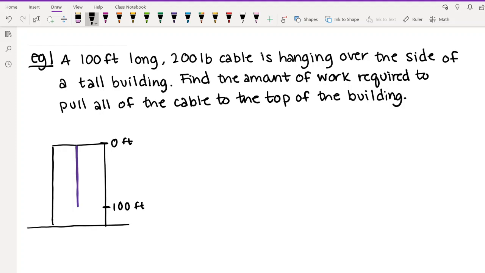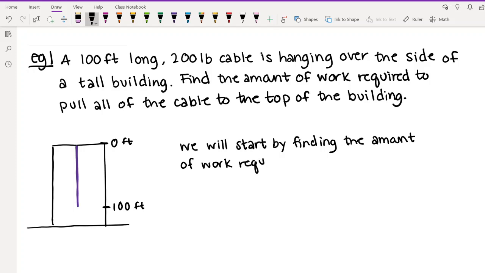Okay, so what are we going to do? Like I mentioned on the last page, we're going to start by looking at just a little snippet of this cable and figuring out the amount of work required to bring that small piece of the cable to the top. So we will start by finding the amount of work required to lift a small piece of the cable to the top.